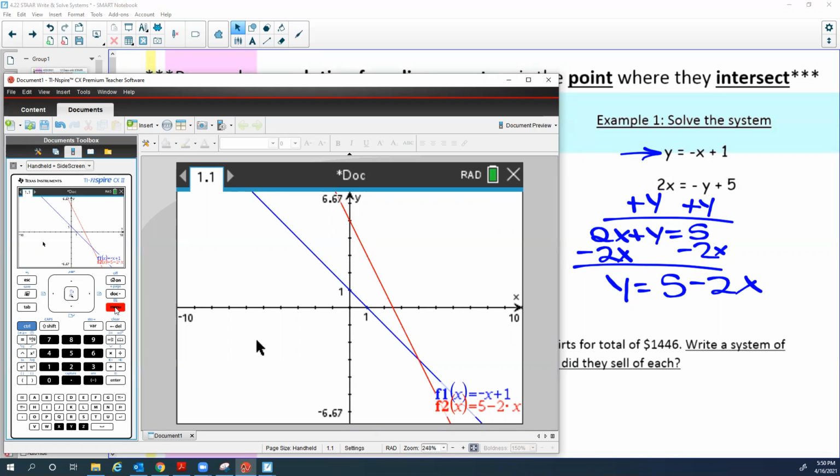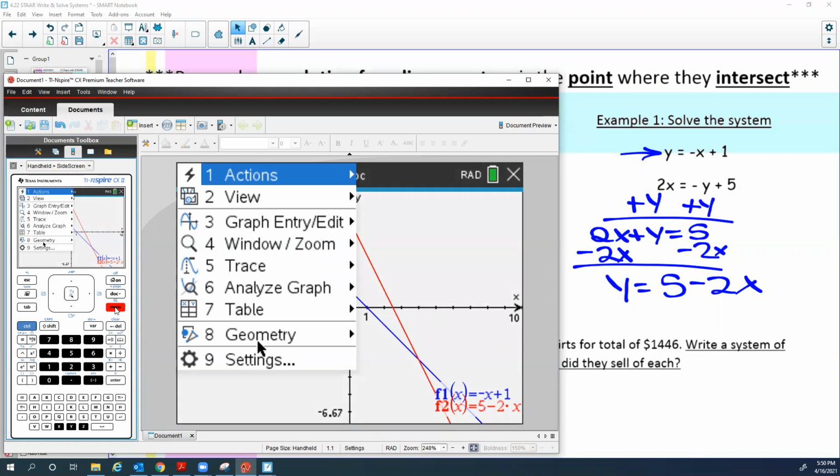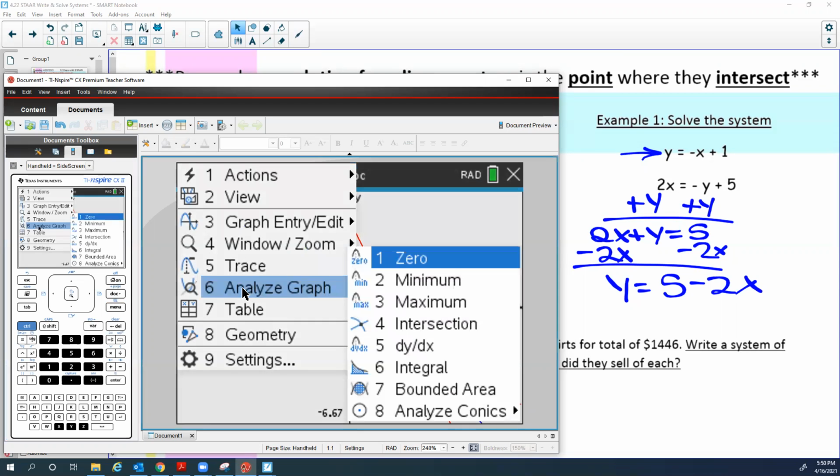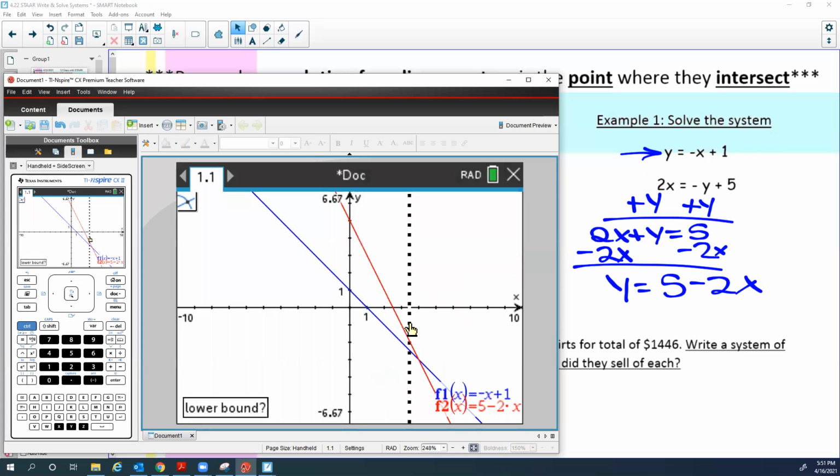Press Menu, then go down to Analyze Graph. And when you get here to this Analyze Graph, there's a lot of different things that could be useful to you. When you're trying to find zeros, that's a good spot to come to. If you're trying to find out what the minimum coordinate or the maximum coordinate of a quadratic is, that might be something useful. But we are trying to find the point where our lines intersect. So that's why we clicked on intersection.